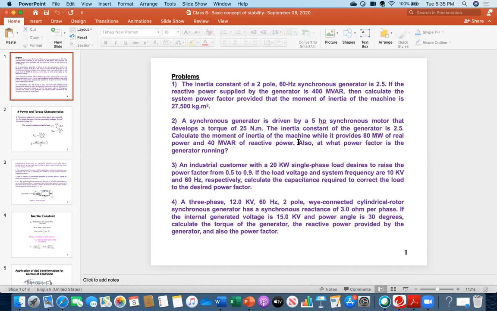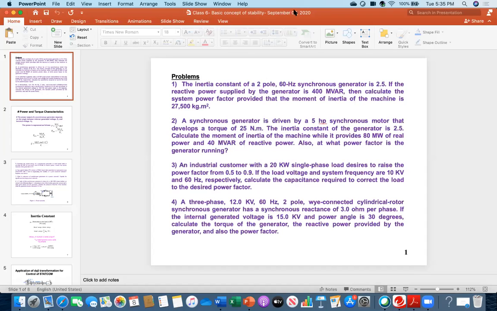Go ahead, sir. Okay. So first of all, everybody see the problem. Once again, everybody take your calculator, pen and paper. A synchronous generator is driven by a 5 horsepower synchronous motor that develops a torque of 25 Newton meter. So in this case, your synchronous motor is the prime mover, that is the main source.